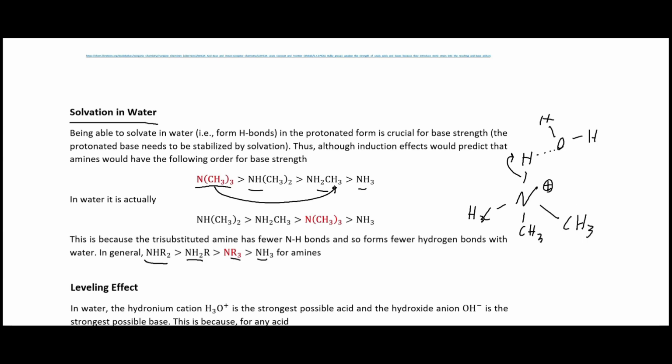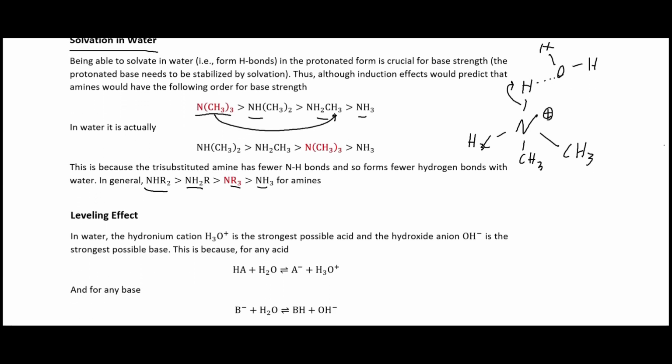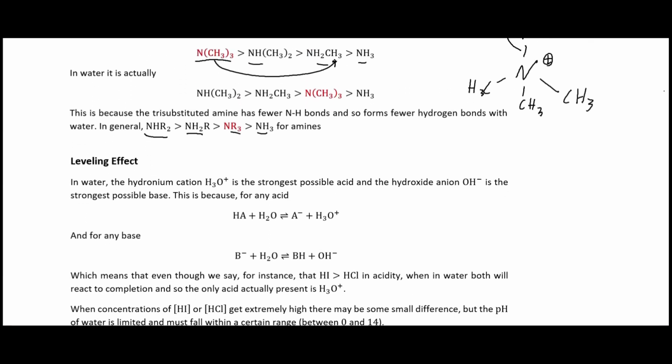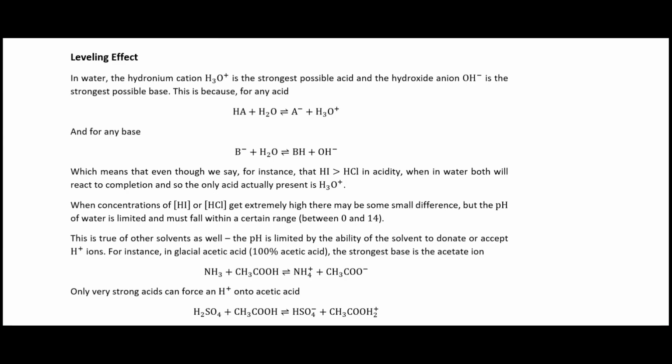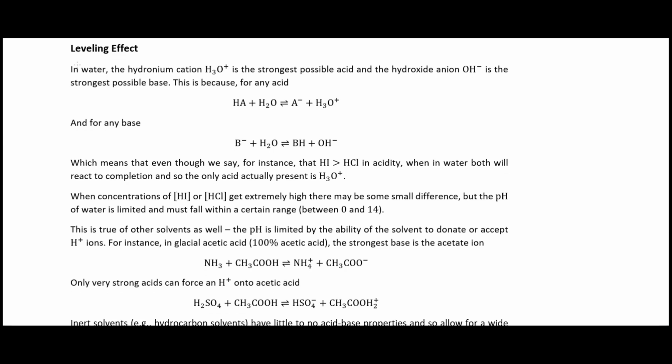And so that is important when talking about acid and base strength, as well as the solvation in the solvent. So another thing that we have to think about is what's called the leveling effect, and that's the fact that in water, the hydronium cation is actually the strongest acid, and the hydroxide ion is the strongest possible base. That's because for any acid and for any base that we put in water, they're going to react with the water to form the hydronium and the hydroxide here.